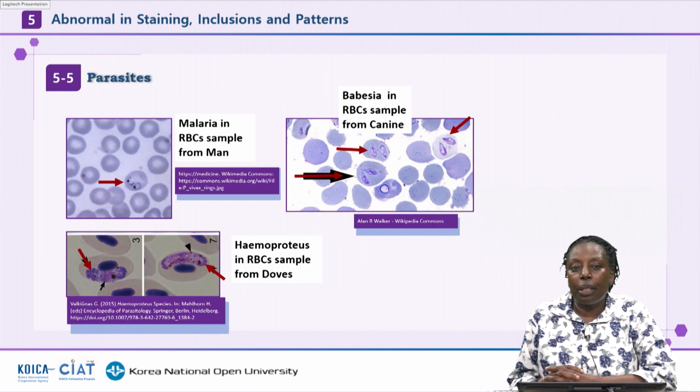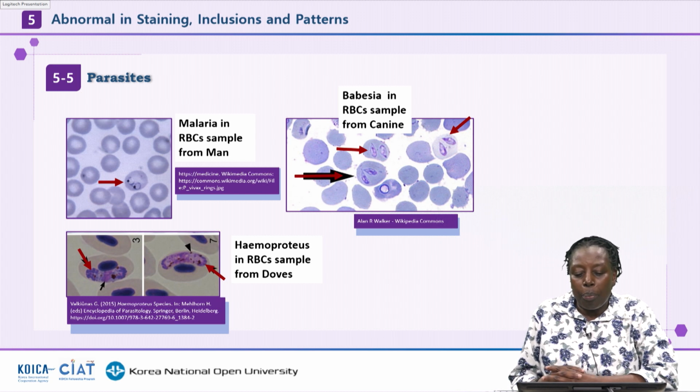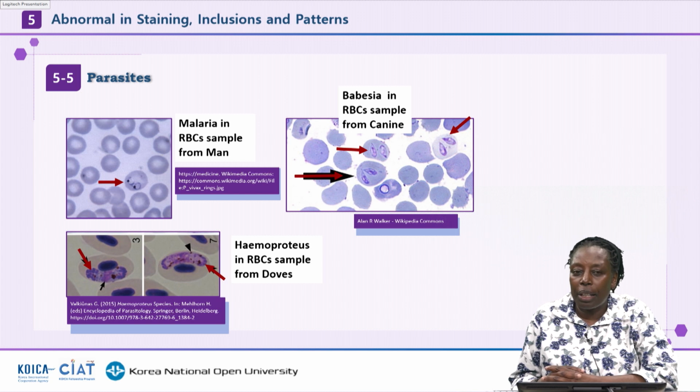The last abnormality we are going to look at is parasites. They can occur in the cells. They may be malaria parasites seen in the far upper left. They may be Babesia that's seen in the far right, or we may even see Hemoproteus seen in blood cells from a bird in the bottom left.